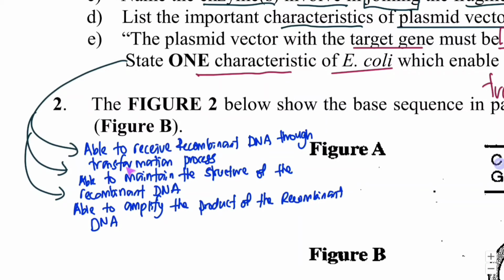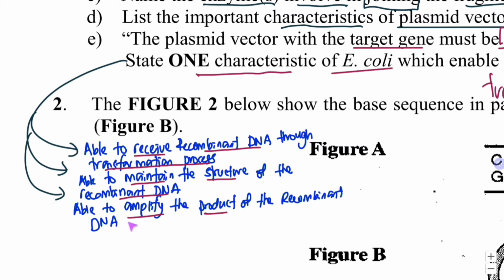So these are their three main characteristics. First, it must be able to receive the recombinant DNA through the transformation process. You must mention up to which process. Second, able to maintain the structure of the recombinant DNA from generation to generation. Thirdly, able to amplify, to increase the amount of the product of the recombinant DNA. It means the host cell must be able to increase the number of the gene product, which is the recombinant DNA's gene product.